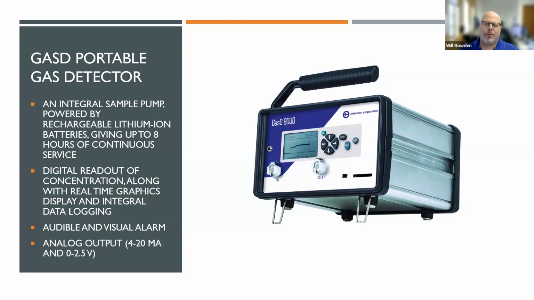We have both audible and visual alarm that's built into the Gas D detector. And then in terms of analog outputs, we actually have terminal strips on the back. And so we could have a 4 to 20 milliamp and 0 to 2.5 volts DC output.